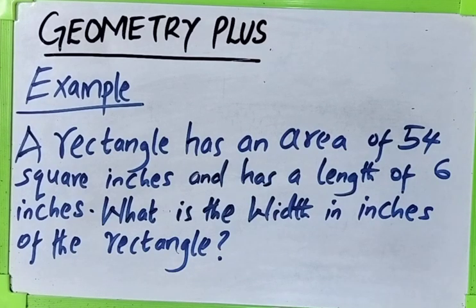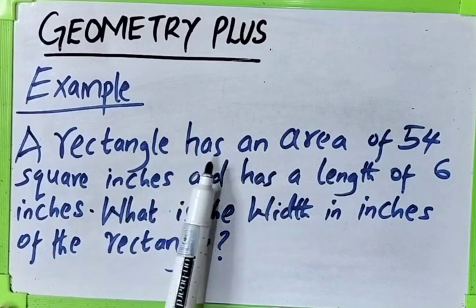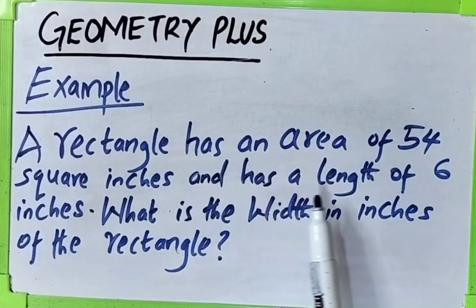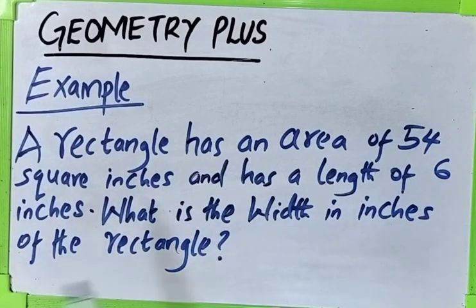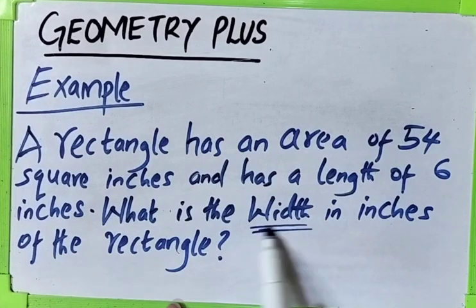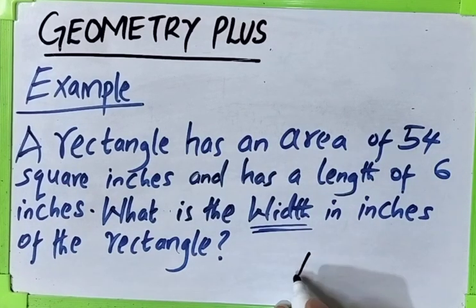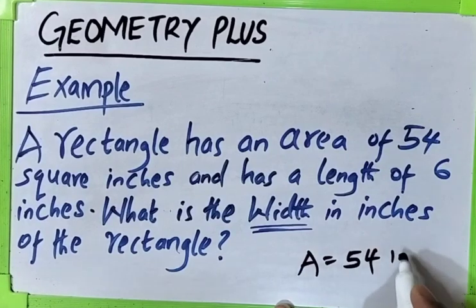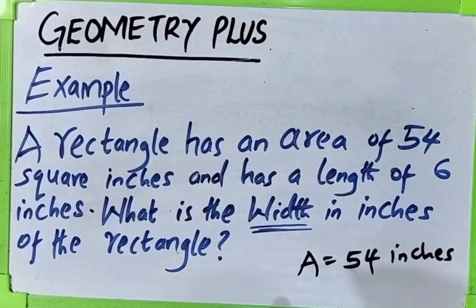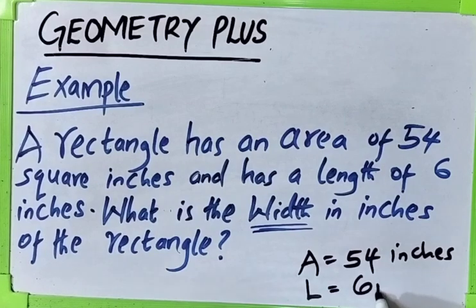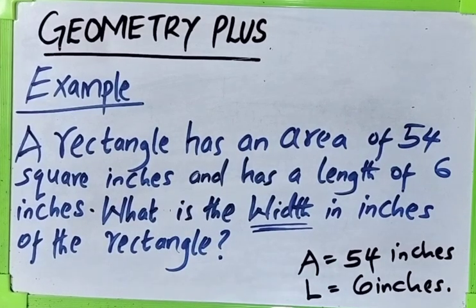Read with me this example. A rectangle has an area of 54 square inches and has a length of 6 inches. What is the width? We are looking for the width in inches of the rectangle. We have been given the area, which is 54 square inches, and one of the sides, which is length, we can call it L, is given as 6 inches. Let us see how we solve for the width.